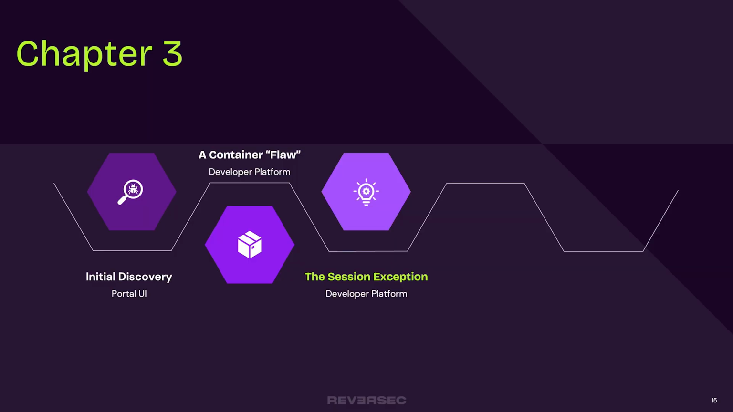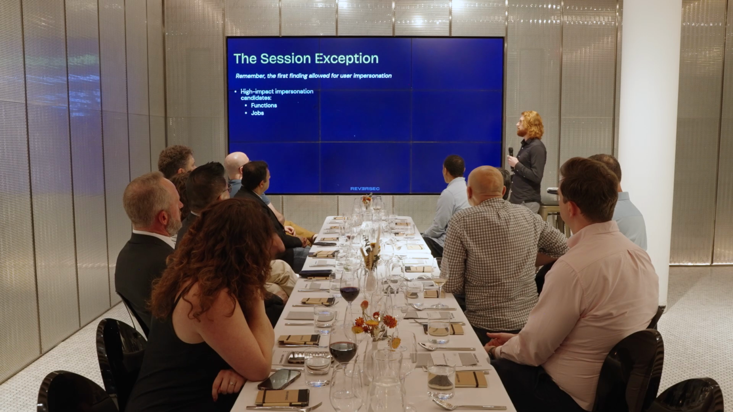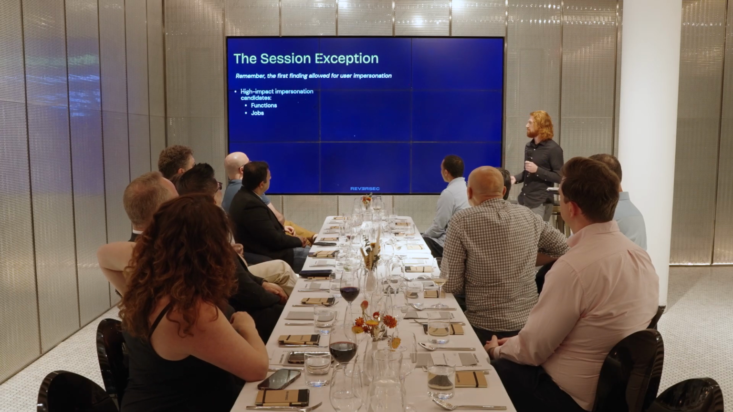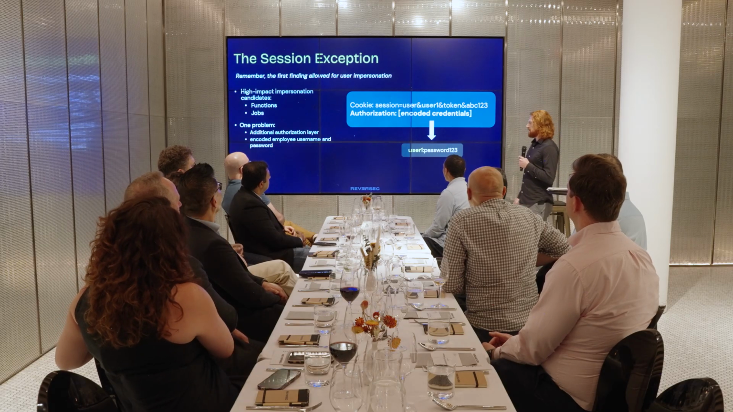I started to wonder though, what if that first vulnerability also existed in this application? If it did, where would I find it? So remember, the first vulnerability allowed for user impersonation. And given the interesting developer features and code execution features of the developer platform, I figured if I could impersonate another user here, that sounds a lot like being able to execute code as another user. Things like functions and jobs would be particularly interesting for this sort of finding. But the one problem was that additional authorization layer.